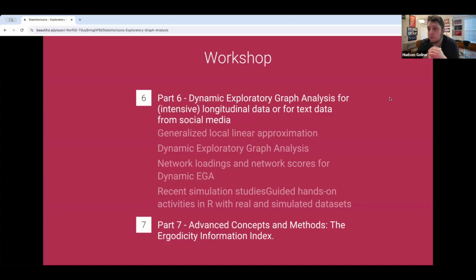We might have time for adding 1 or 2 new things. I am planning to talk about unique variable analysis, which is an exploratory graph analysis approach for identifying redundant items. But I need to see if we'll have time for that. If we do, I can add that to the last day of the workshop.